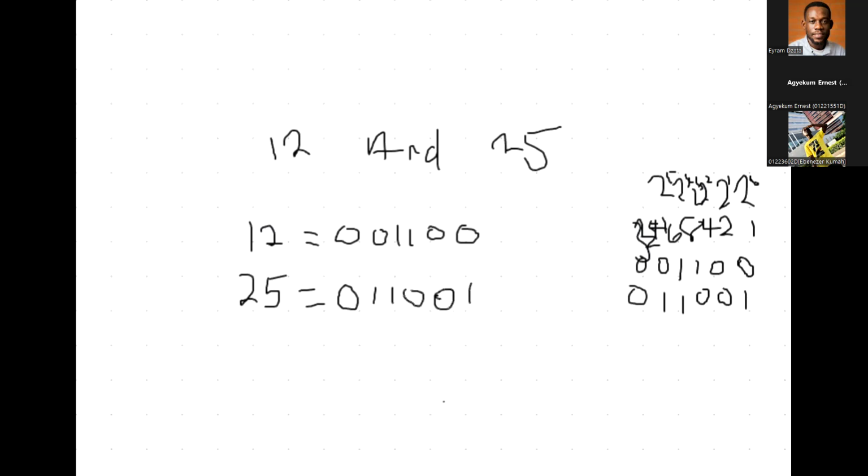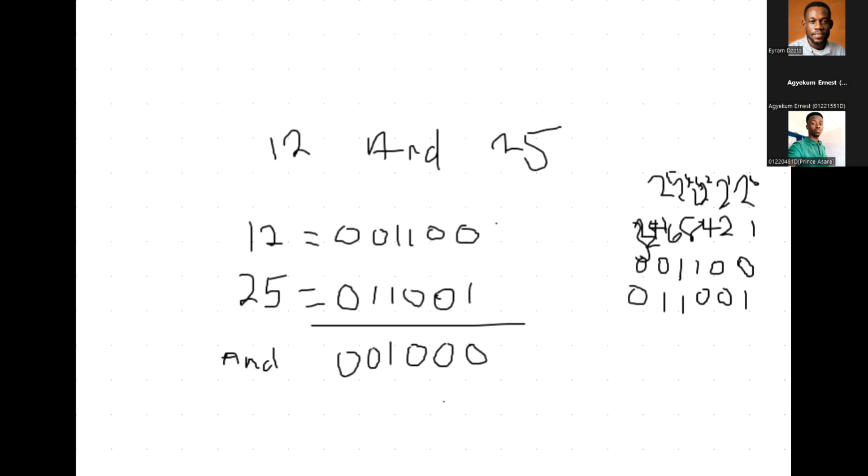Okay. So now we use our AND on it. And what do we get? 0 and 1 will give us 0. 0 and 0 will be 0. 1 and 0, 0. 1 and 1 is 1. This is also 0. And then 0. Okay.